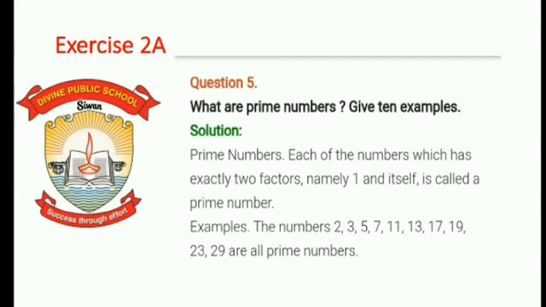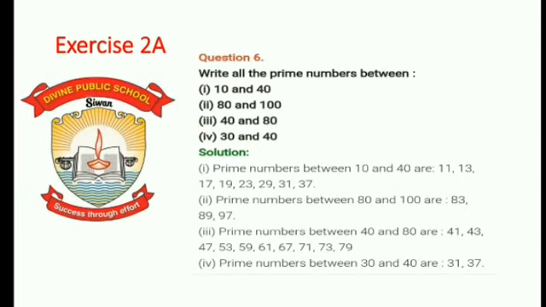Now let's go to the next slide. On this slide we are going to talk about the sixth question of this exercise. Write all the prime numbers between 10 and 40, 80 and 100, 40 and 80, 30 and 40. First part: prime numbers between 10 and 40 are 11, 13, 17, 19, 23, 29, 31 and 37.